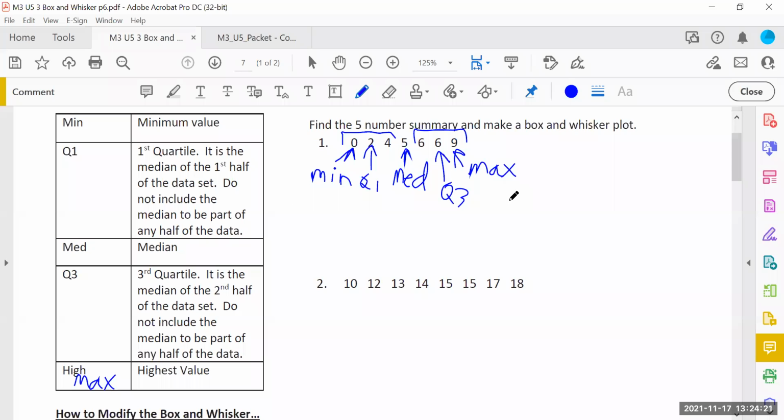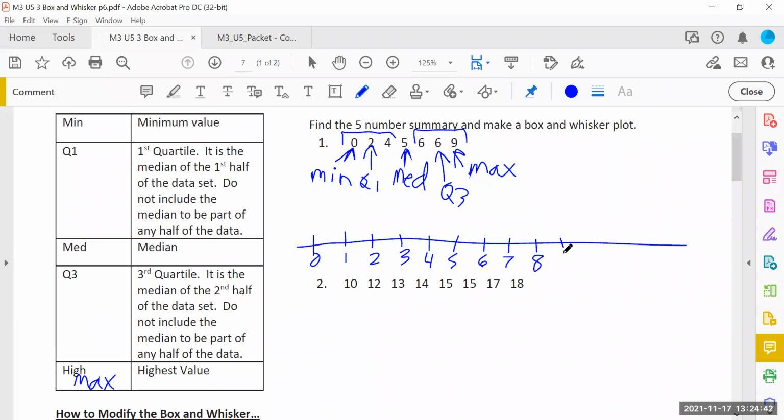So these 5 numbers are what we're going to use to make our box and whisker plot. I'm going to draw just kind of like a number line here, going from 0 to 9. Let's go from 0 to 10, just so we've got a little bit extra there. So 0, 1, 2, 3, 4. Try to make it evenly spread out if you can. 5, 6, 7, 8, 9, and 10.